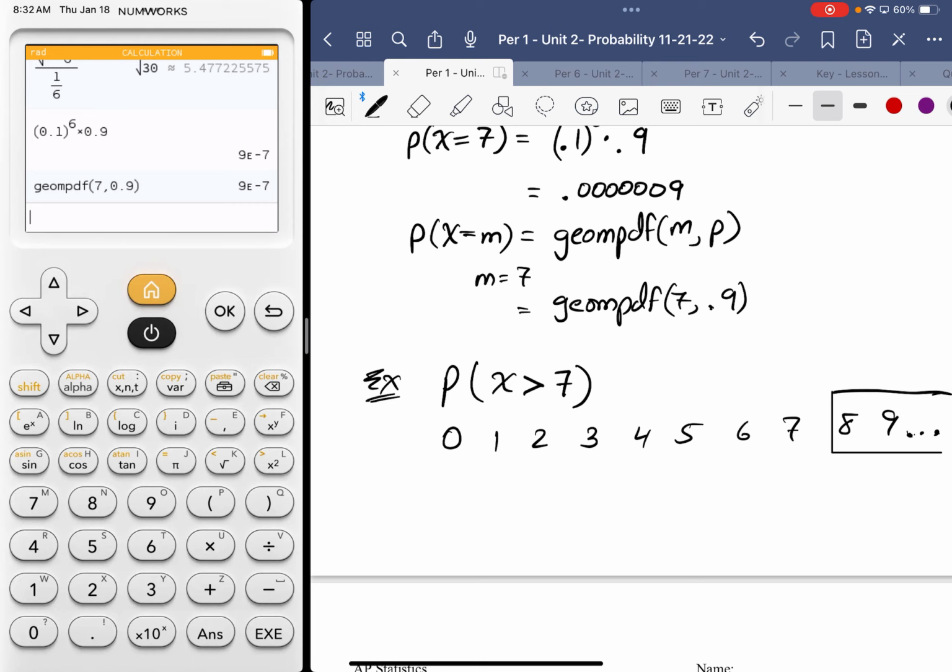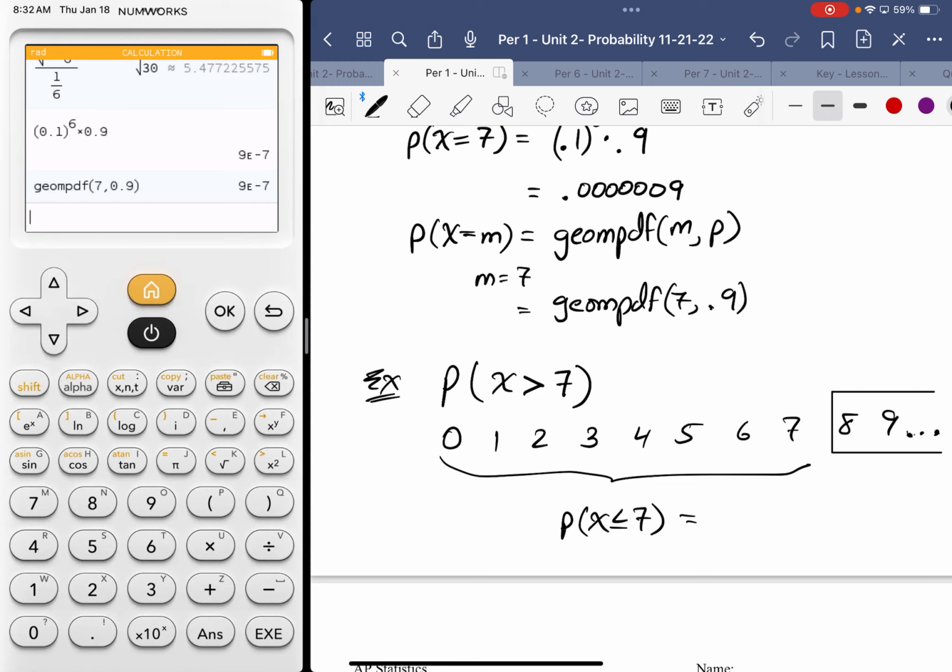It's not locking in. Undo, undo. Come on, I need you to lock in here. There we go. So I'm going to figure out the probability of the stuff we don't want. This is probability X is less than or equal to 7. So that's a geom CDF.